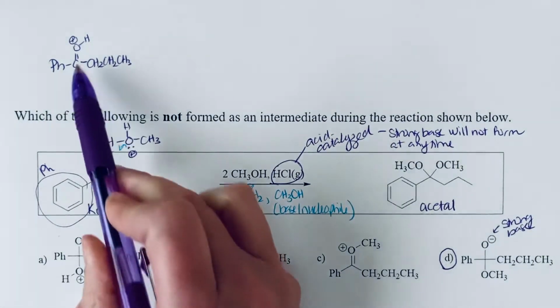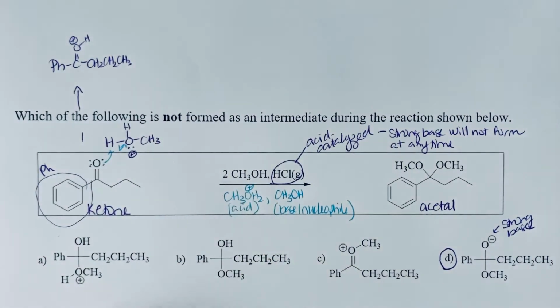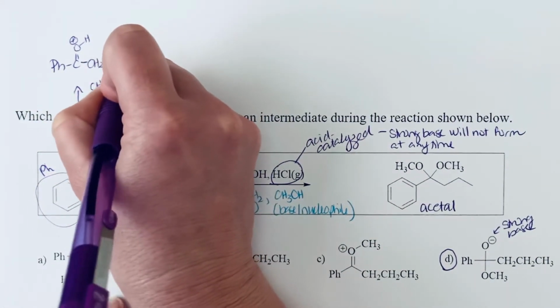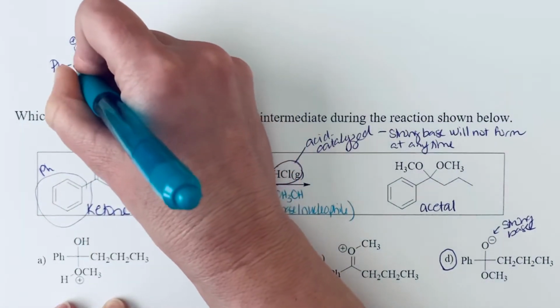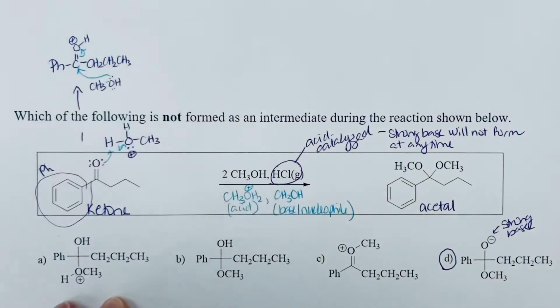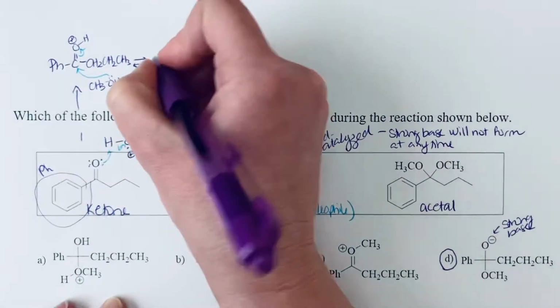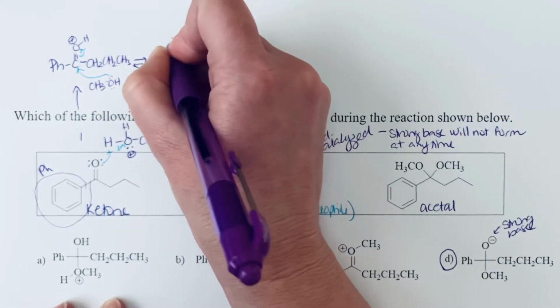So what that does is that makes the carbonyl carbon more electrophilic. And now it can react with even a fairly weak nucleophile like methanol. So the next thing that's going to happen is that methanol is going to attack the carbonyl carbon. And so we're going to get to a tetrahedral intermediate. Every step of this mechanism is reversible. So we'll form this tetrahedral intermediate.